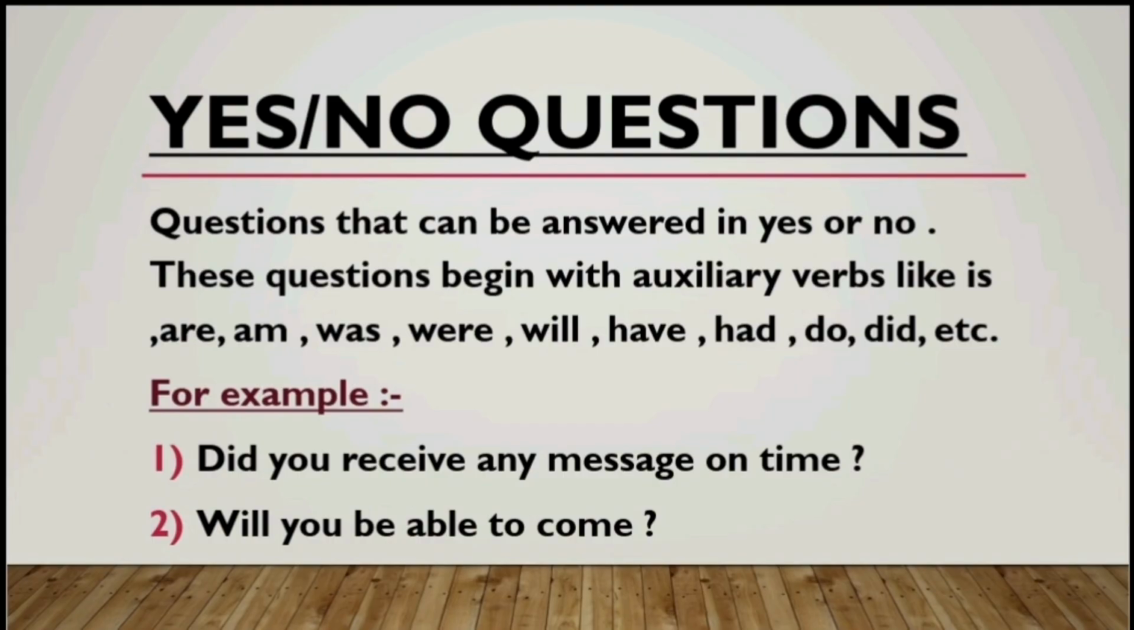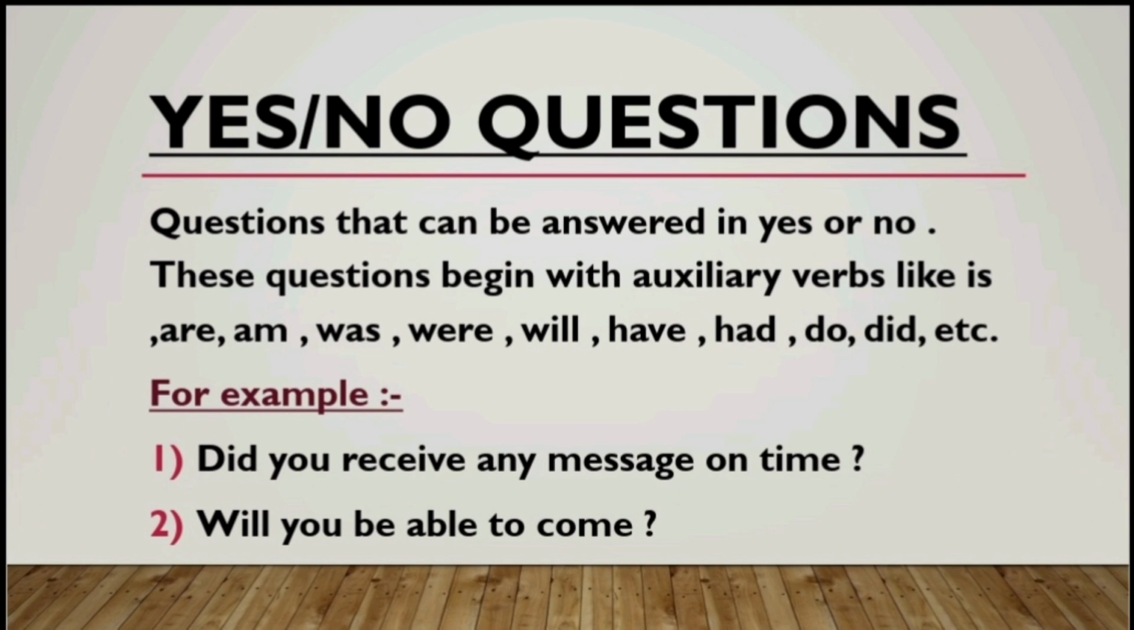The first type of interrogative sentence is the yes no question. Yes no questions are questions that can be answered in yes or no. We don't need a full answer to these questions, and they begin with auxiliary verbs, helping verbs like is, am, are, was, were, will, have, had, do, did, and even modal auxiliaries too.